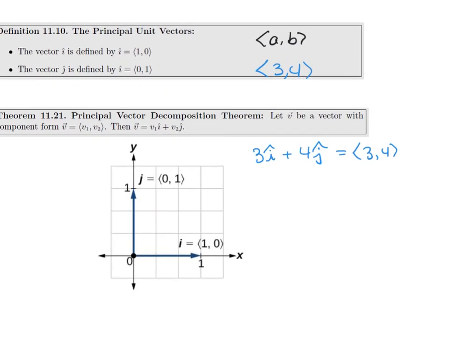When I see that notation, that tells me I must have started right here at the origin, and I went over 3, 1, 2, 3 in this direction, and 4, 1, 2, 3, 4 in this direction, and that is my vector. So I can write it in either way.